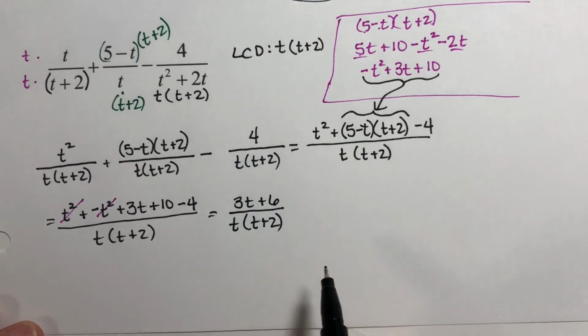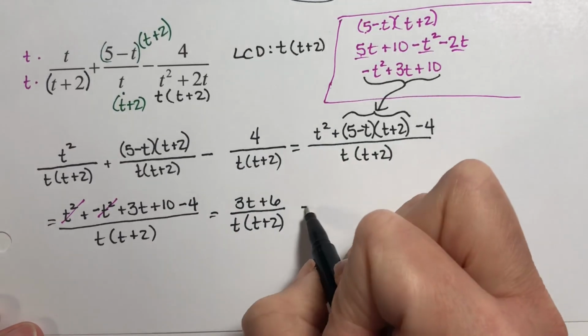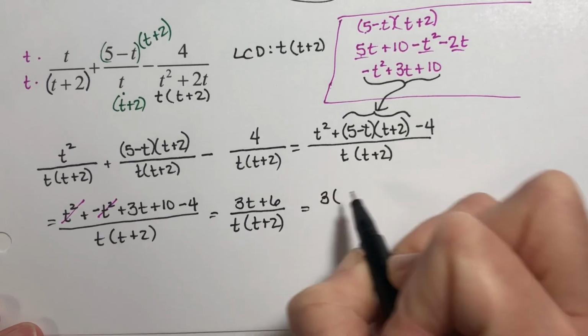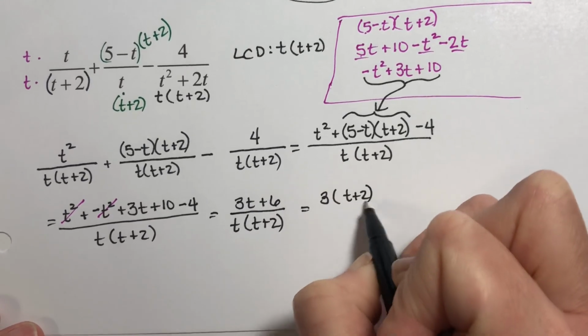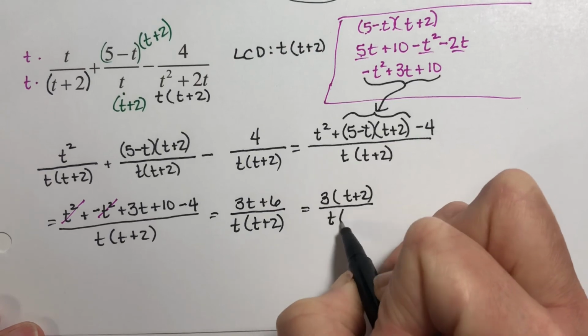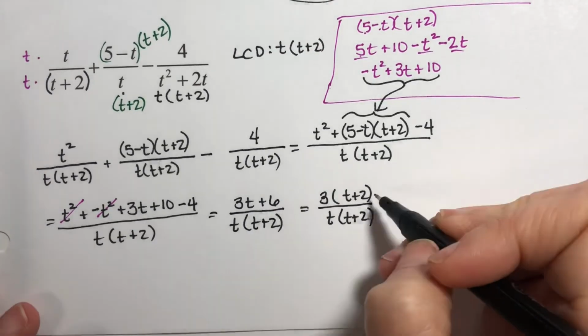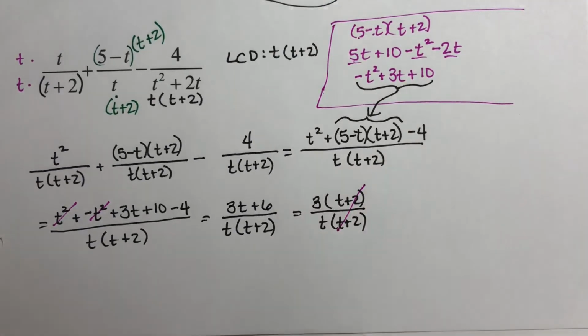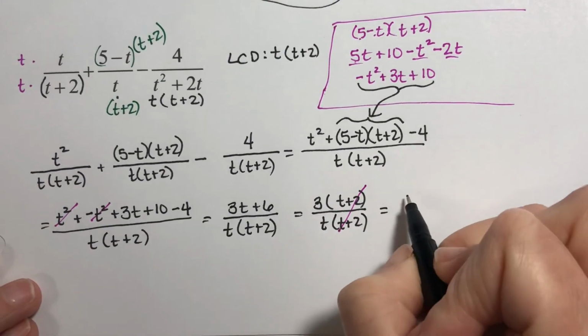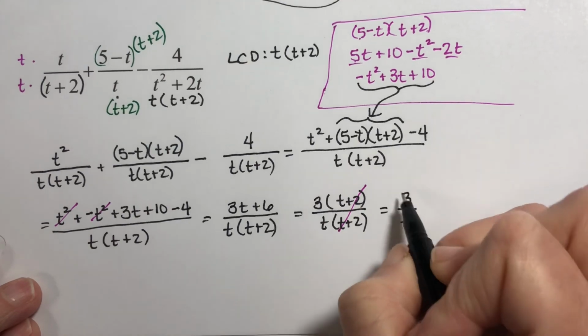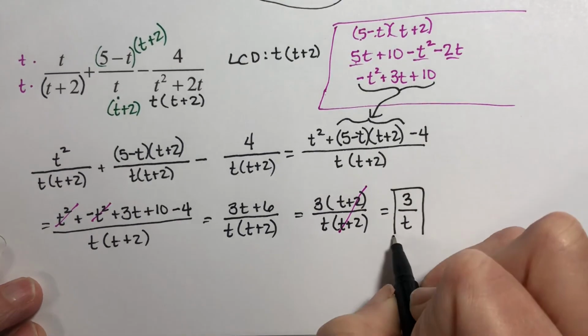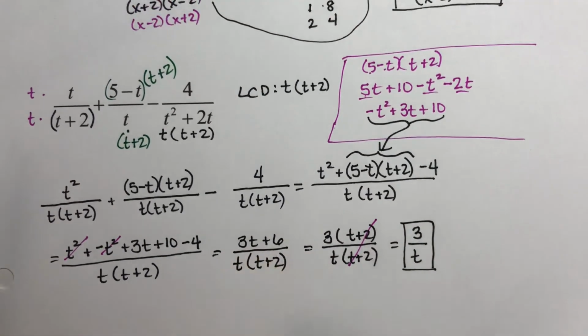Now I need to see if this factors. I can factor a 3 out of the top, leaving me with t plus 2 over t times t plus 2. And now look at this right here. The t plus 2's cancel out, and your final answer is 3 over t. And there's something satisfying about starting off with something so complicated and ending up with something so simple.